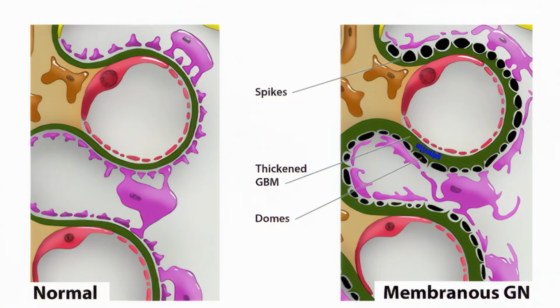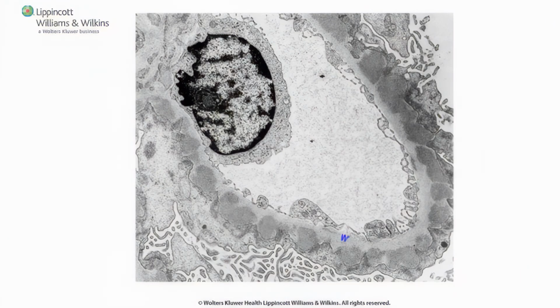So here's our drawing, and the basement membrane is diffusely thickened. And then along the surface of the basement membrane, instead of being nice and smooth, it has these domes, which are the subepithelial immune deposits. And then in between the domes, there's so much thickening of the basement membrane that it pushes up between the domes and it looks like little spikes. So this is called a spike and dome appearance, and you should definitely recognize that. And here's what it looks like in the electron micrograph. You have a big, thick basement membrane, and you have the domes, which are the subepithelial immune deposits, and then the spikes in between.